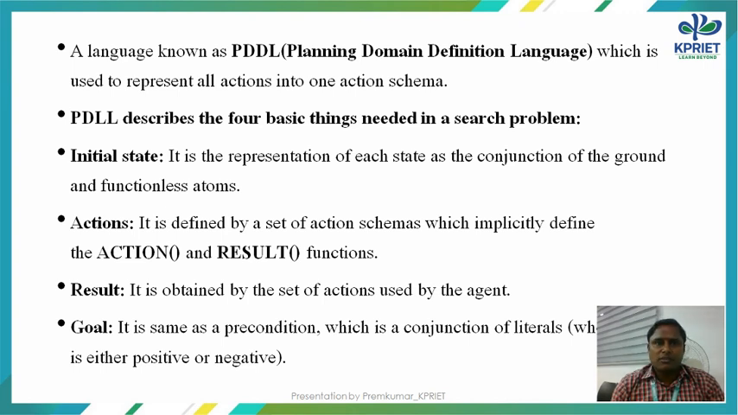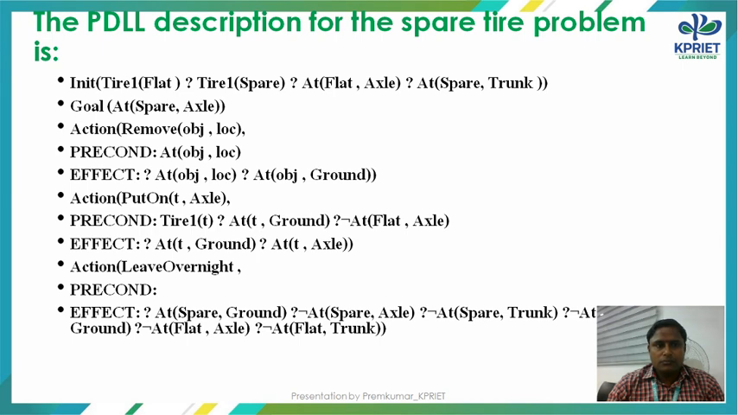First is the initial state. This represents the starting state of the problem domain. The goal state has three things: at spare tire car, at wrench trunk, at jack trunk. These are all the goal states. In the description, you can see the initial conditions, then goal, then actions with preconditions and effects, then another action with preconditions and effects, until the end state. So these are all the PDDL description for the spare tire problem.